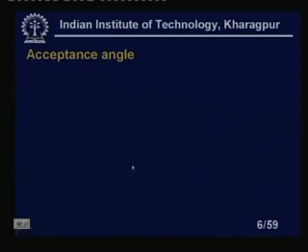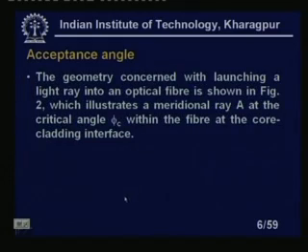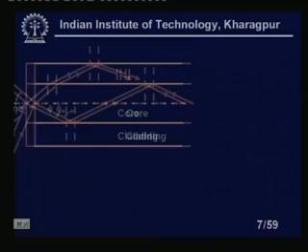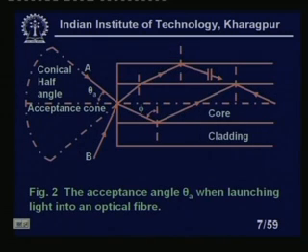Acceptance angle looks like this. You see what the acceptance angle is and what the numerical aperture is. These are the basic definitions of the optical fiber, which we will discuss at the beginning of this lesson. Now, the geometry concerned with launching a light ray into an optical fiber is shown in figure 2, which illustrates a meridional ray A at the critical angle phi within the fiber at the core cladding interface. You see here the conical half angle, theta A.